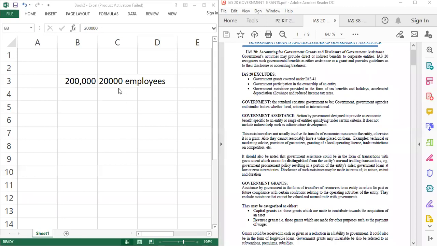All right. Let's look at the conditions that you have to meet before you recognize government grants. So this one, the 200,000 over here, what is the assurance that you are going to receive the money? There is nothing to show that the money will actually be received.